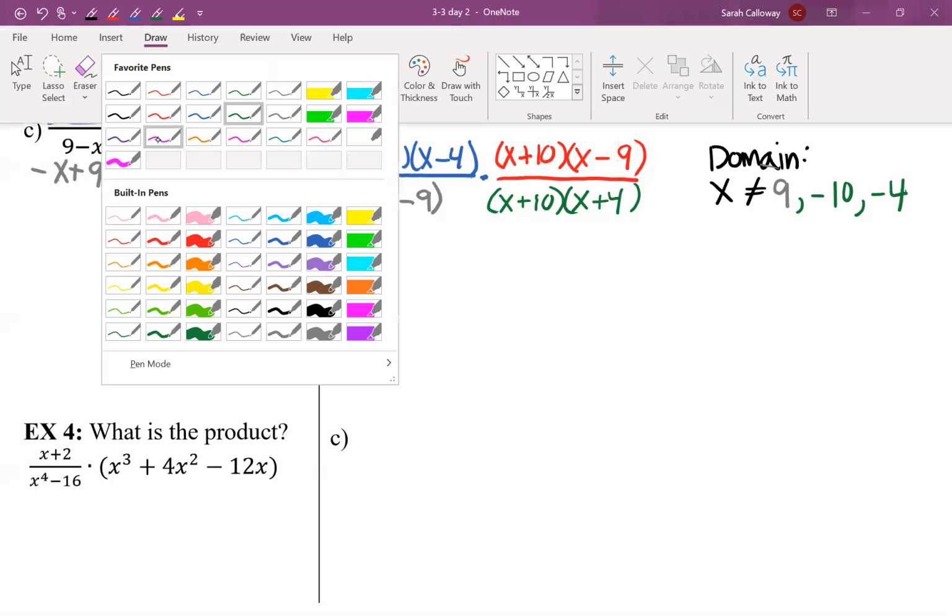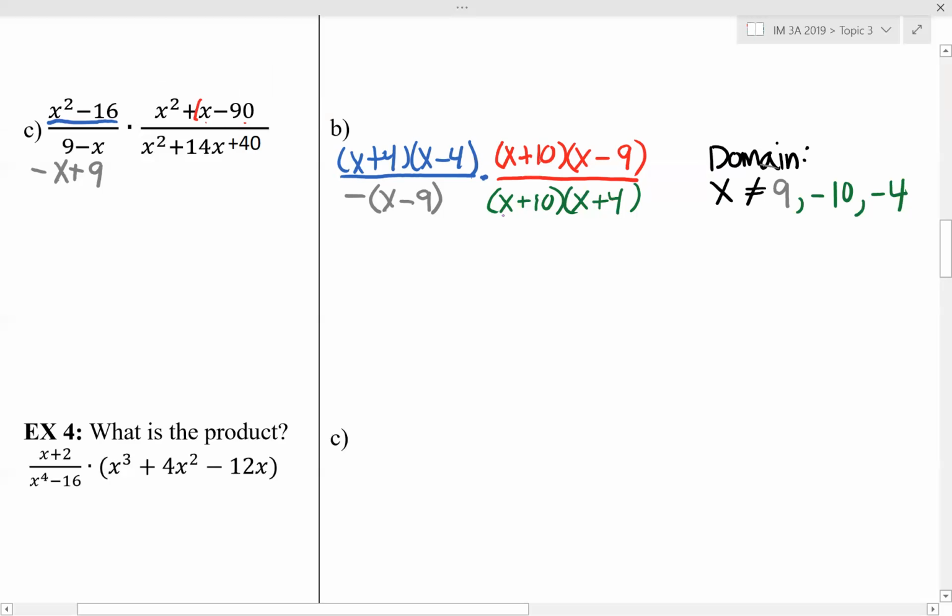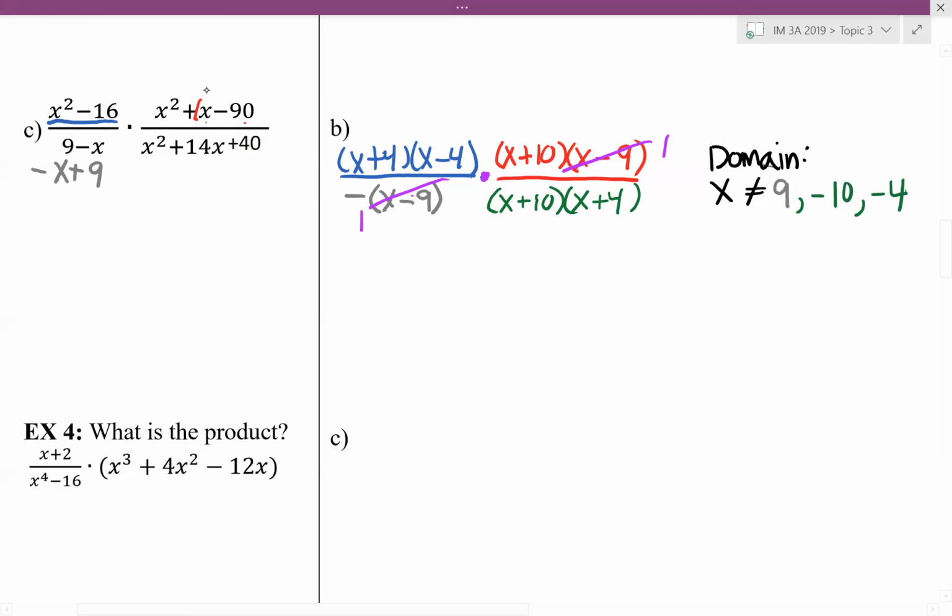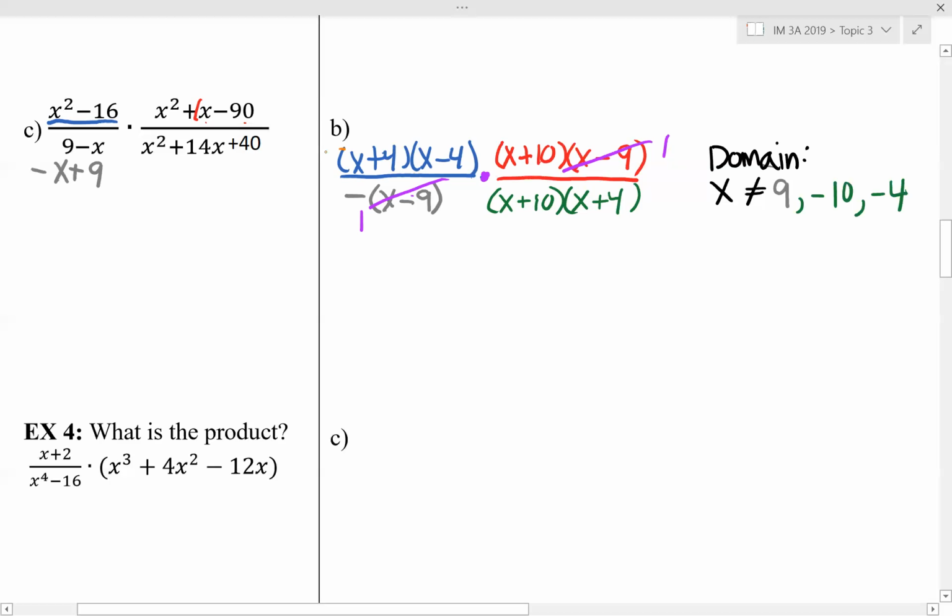If I reduce, I'm thinking about dividing by the same factor in the numerator and denominator. Since I have an x minus 9 in the numerator of the second fraction and in the denominator of the first, it's okay for them to be in one or the other as long as I'm reducing across multiplication. If I'm dividing the first one by x minus 9, I can also divide the second one's numerator by x minus 9. Those will reduce out to 1. Similarly, I can reduce the x plus 4, so x plus 4 divided by itself becomes 1.